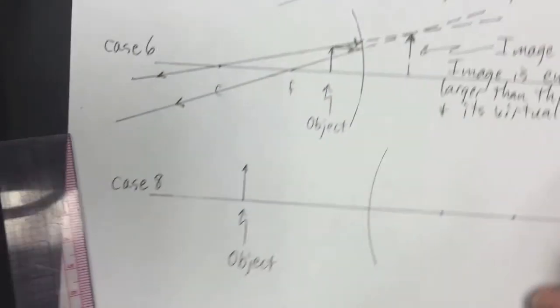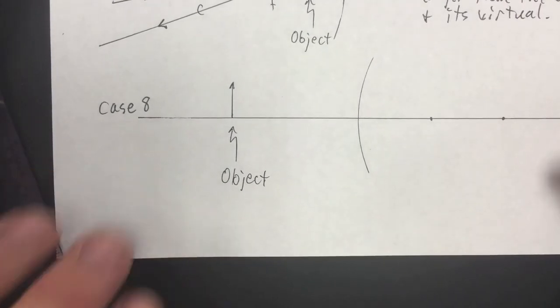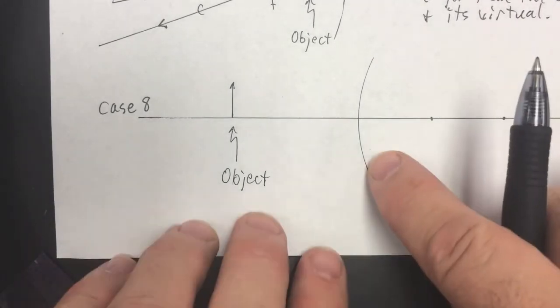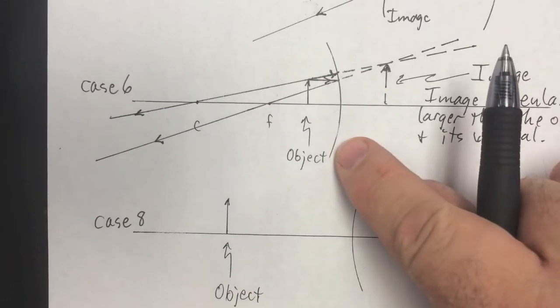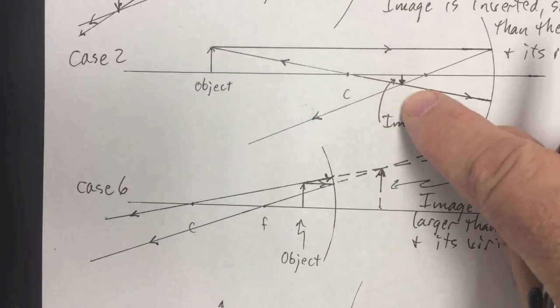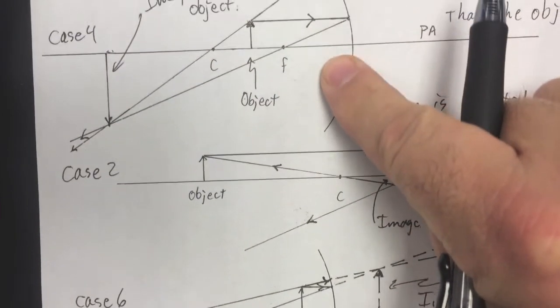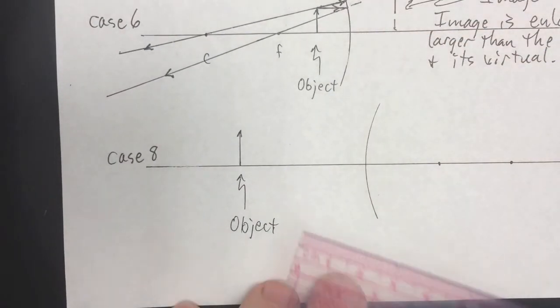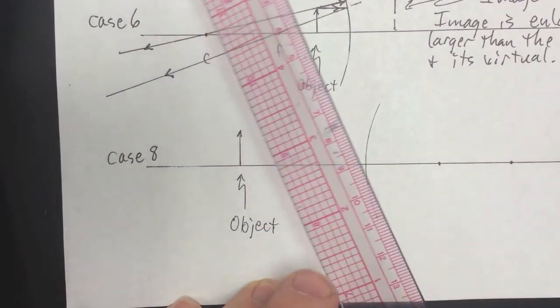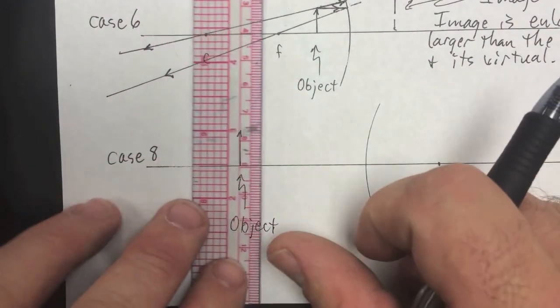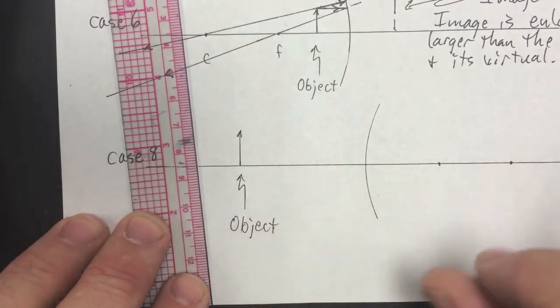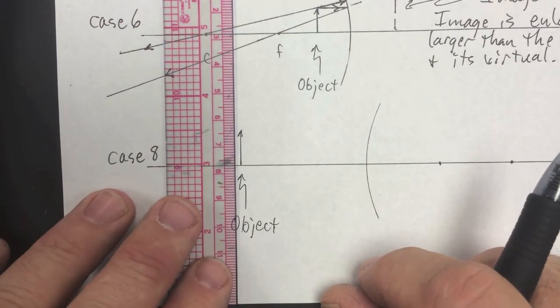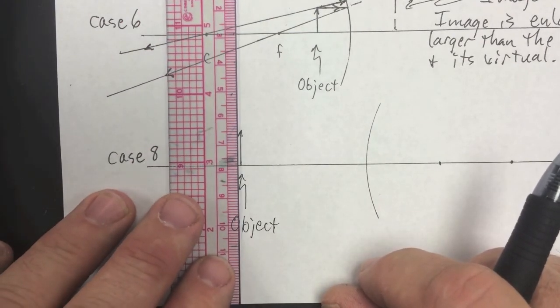All right, one more to draw. The last one is for a convex mirror. All these were concave mirrors. So now we're going to do a convex mirror. And there's only one way to draw the image for convex mirrors, and that image is always going to be virtual. So that's why they only have one. The concave mirrors, you have 3 different types of images that you can draw.